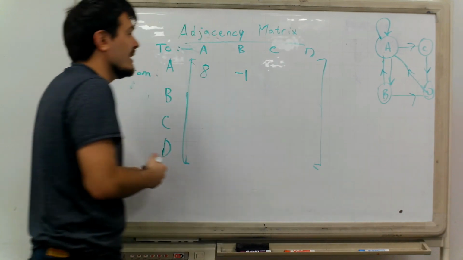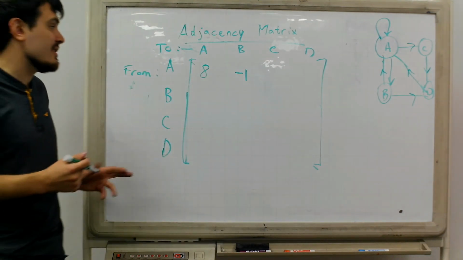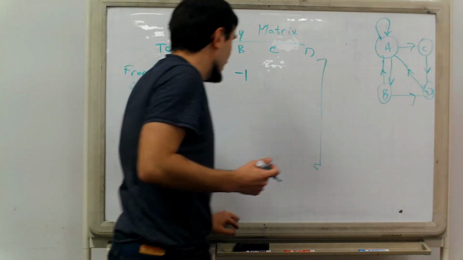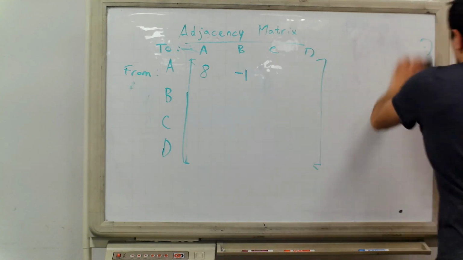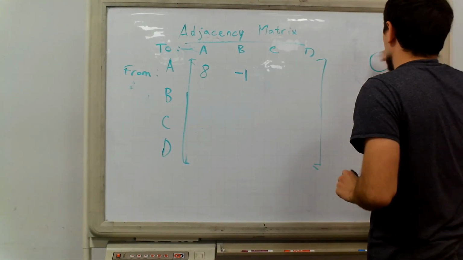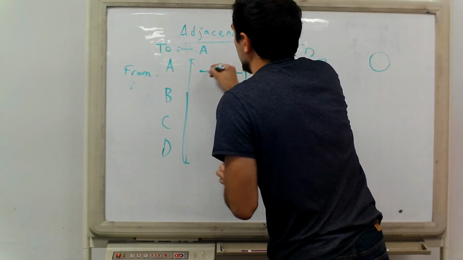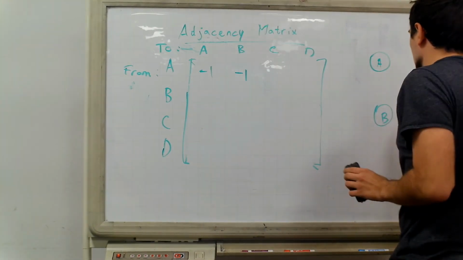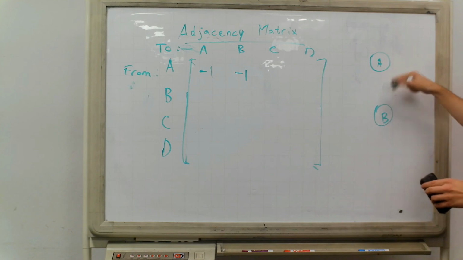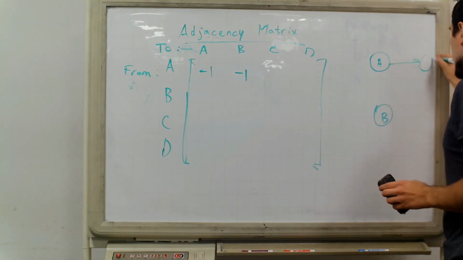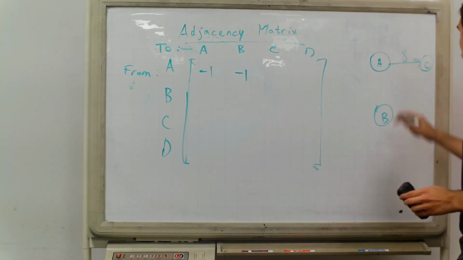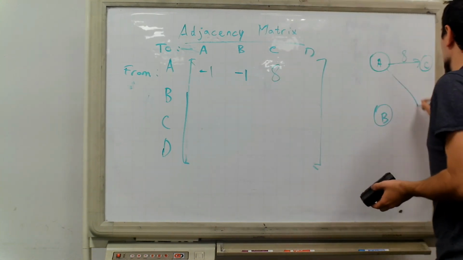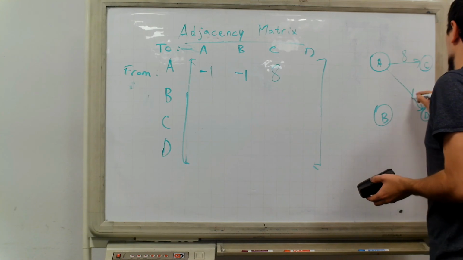So, put some special marker value if it doesn't exist. For example, let's say A does not have a direct adjacency to itself. But let's say A goes to C and has a weight of 8, then you would put something like that. And let's say it goes to D and has a weight of 10, then you would put something like that.